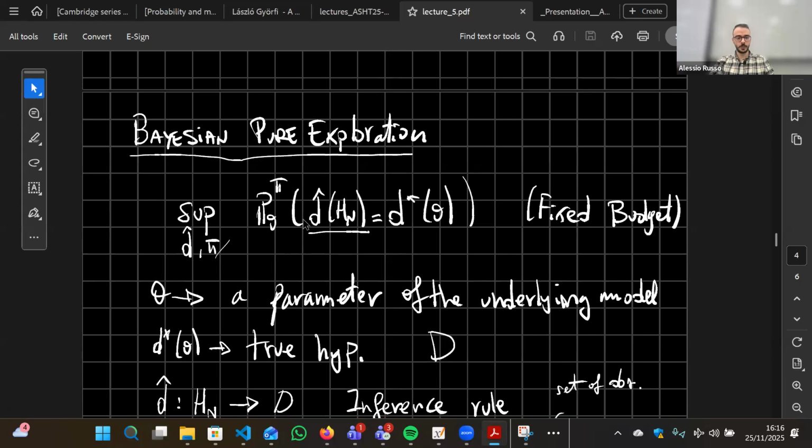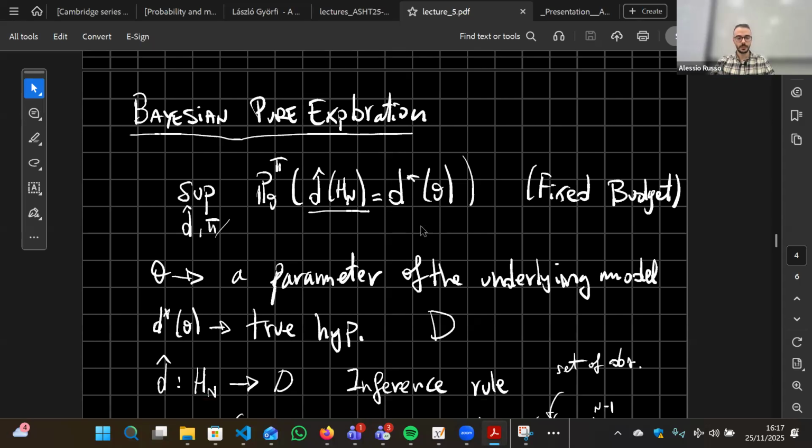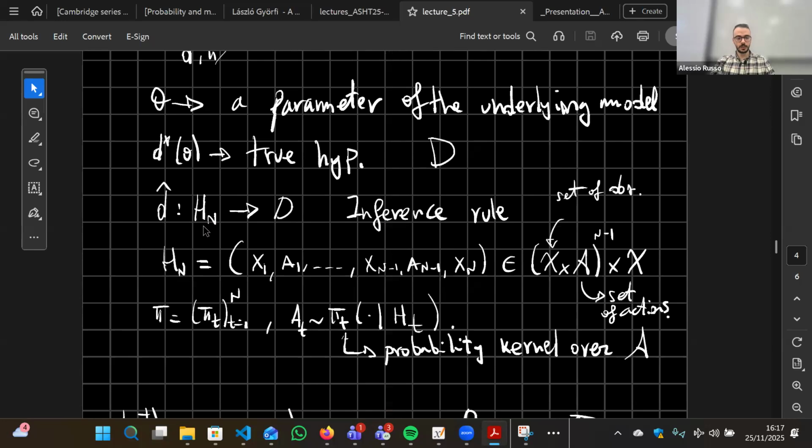In the frequentist case, we have this d hat, the inference rule. It's a mapping from data to hypothesis. We have d star theta, which is the true hypothesis for a model parameterized by theta. We also define a history as this sequence of observations and actions. So the history at time n, where capital N is the total budget, is the first observation, the first action that you took, then the second observation, and so on, up to the final observation.